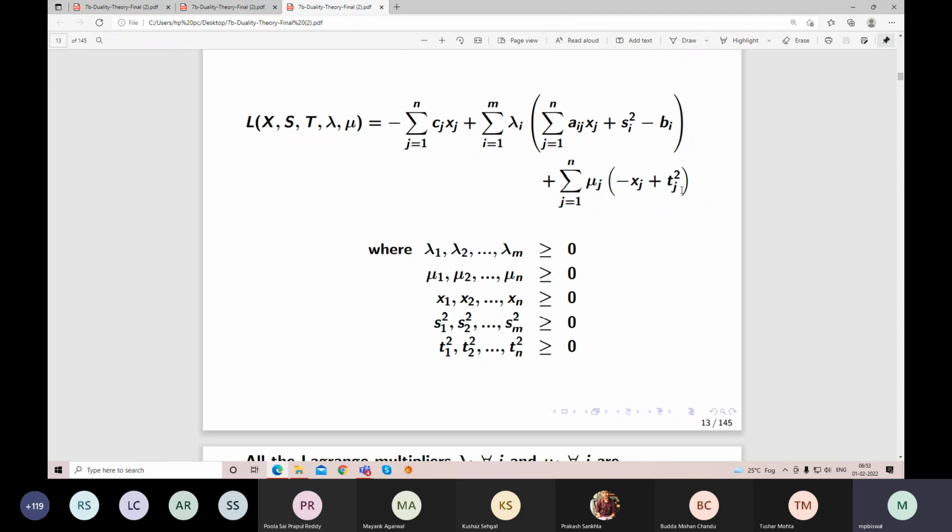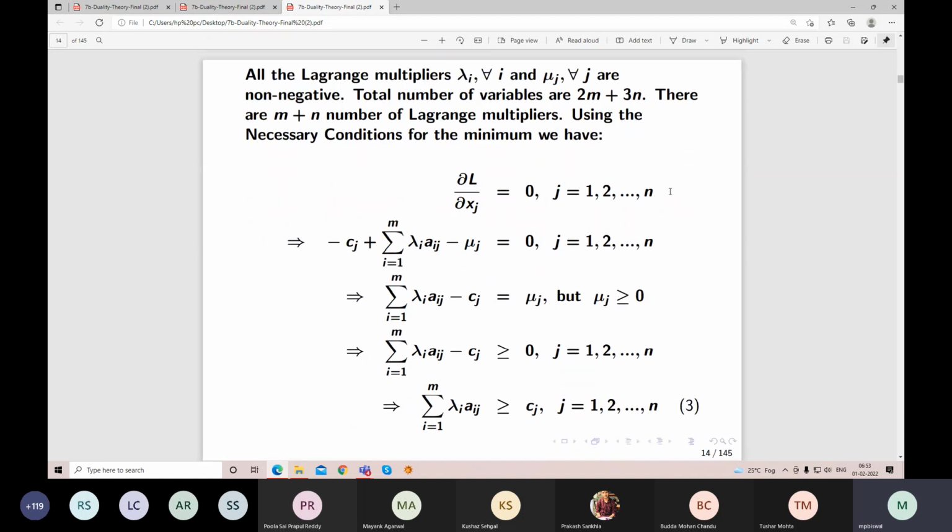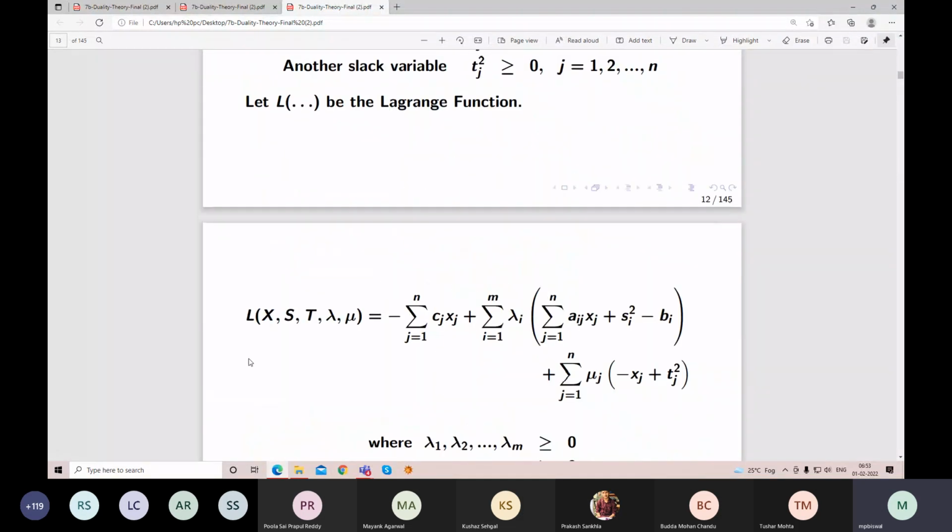That 5 equations, with respect to xj, lambda I, si, mu j and tj, after taking derivatives, will simplify in this manner. First, we are taking the derivative with respect to xj. So del L, partial derivatives. Why partial derivative? Because it is a function of several variables, like x, y, z. Here the variables are the vectors x, s, t, lambda, mu.